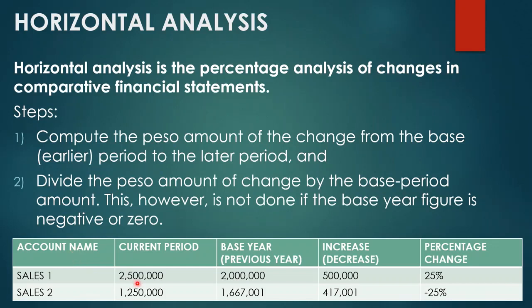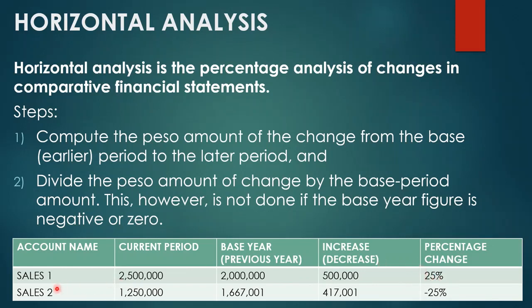Now, how do we do that? Well, let's look at this example. For example, sales 1. The current period sale is 2,500,000, but the base year or the previous year was 2 million. So, as we can see, there's an increase of 500,000. And with that increase of 500,000, we compute by dividing the increase or decrease by the previous year. So, 500,000 divided by 2 million is 25%, which is an increase.